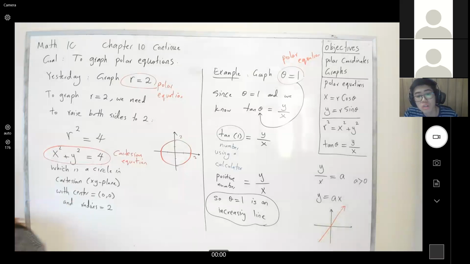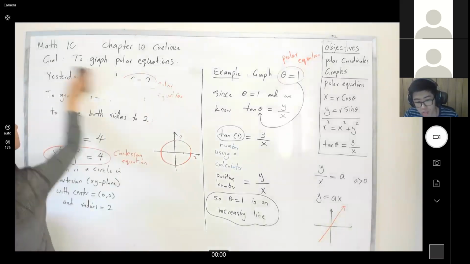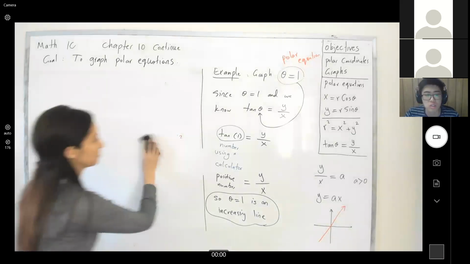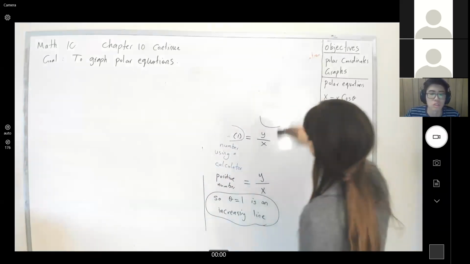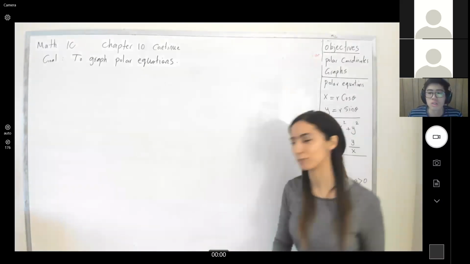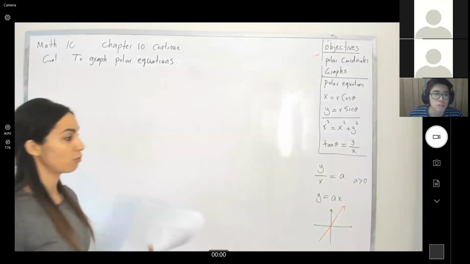Well, let's go over more examples. Now you might ask, what if we have more complicated polar equations? What should we do then?